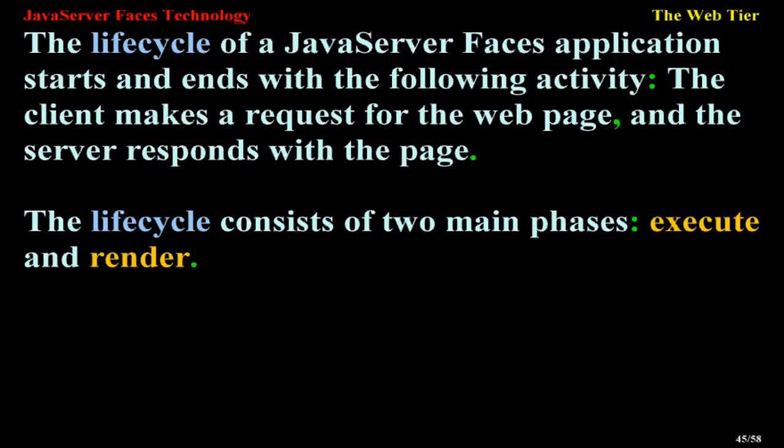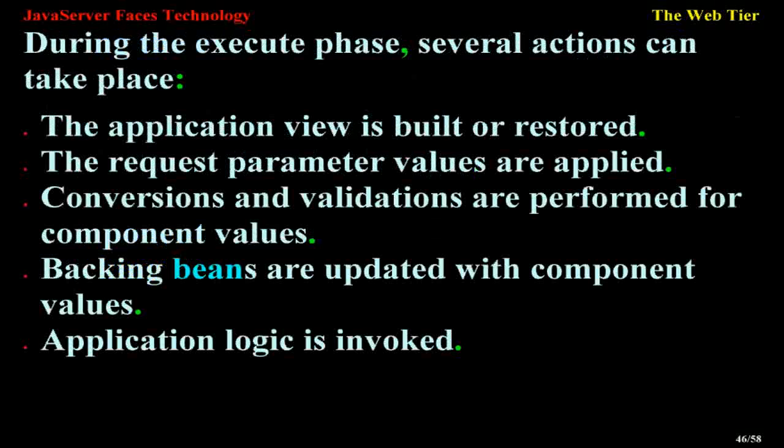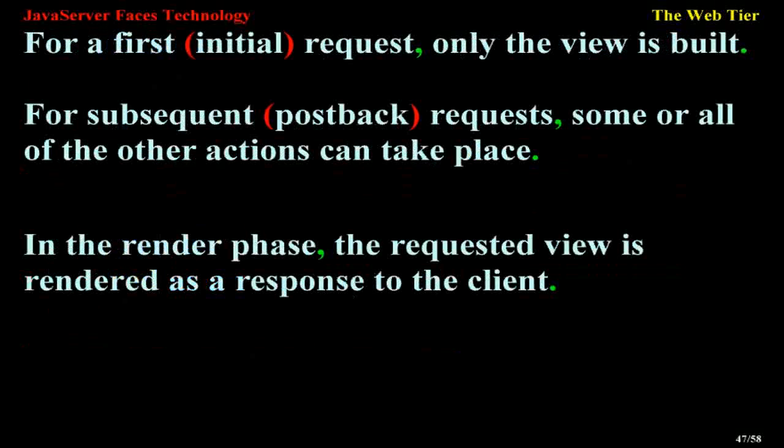The lifecycle consists of two main phases: execute and render. During the execute phase, several actions can take place. The application view is built or restored. The request parameter values are applied. Conversions and validations are performed for component values. Backing beans are updated with component values. Application logic is invoked. For a first initial request, only the view is built. For subsequent post-back requests, some or all of the other actions can take place.